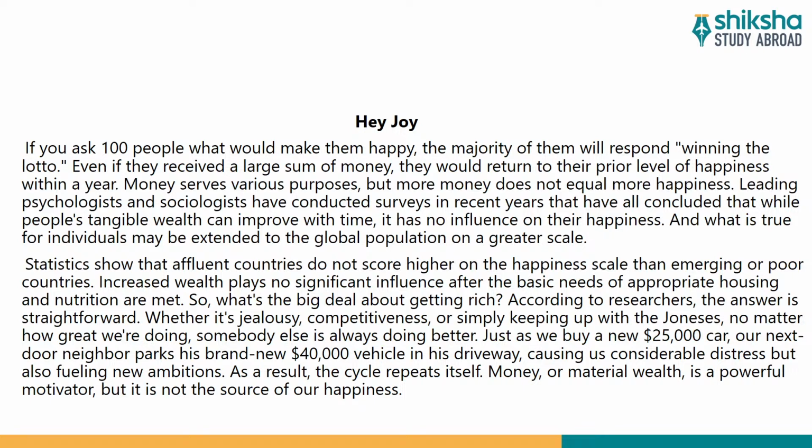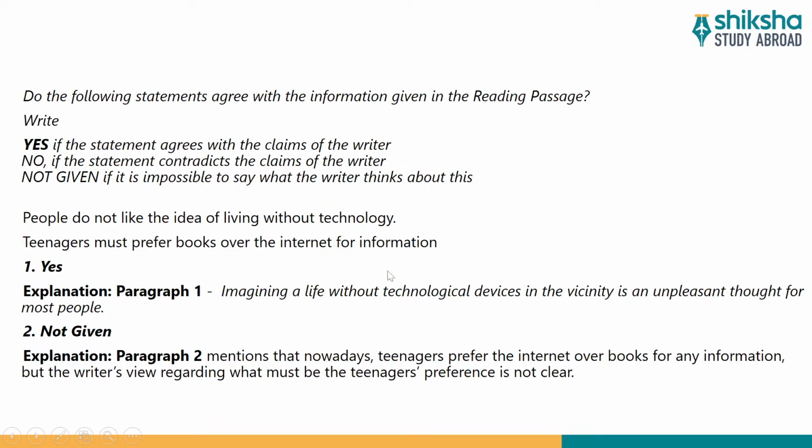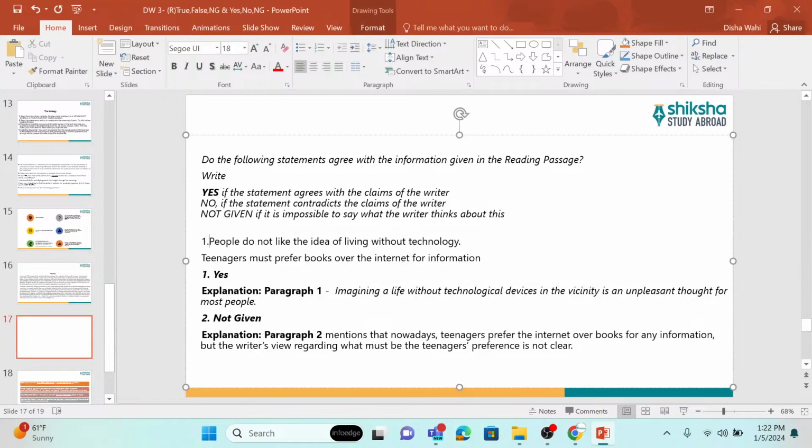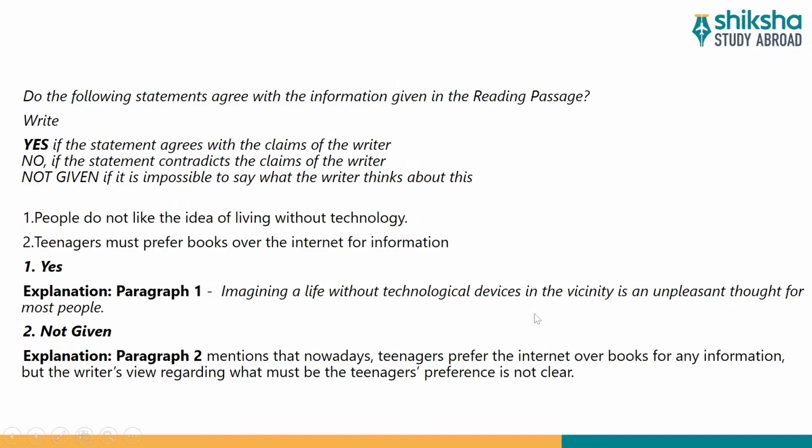So here is the sample passage first of all, and this is the heading, and we have, I think, yes, two paragraphs, and now we have the question. So this is how yes, no, not given questions would look. There will be statements given to you, there will be instructions given to you, and here this is the first one. And for your explanation, I have given the explanation also, showing where we actually got the answer for these two questions.